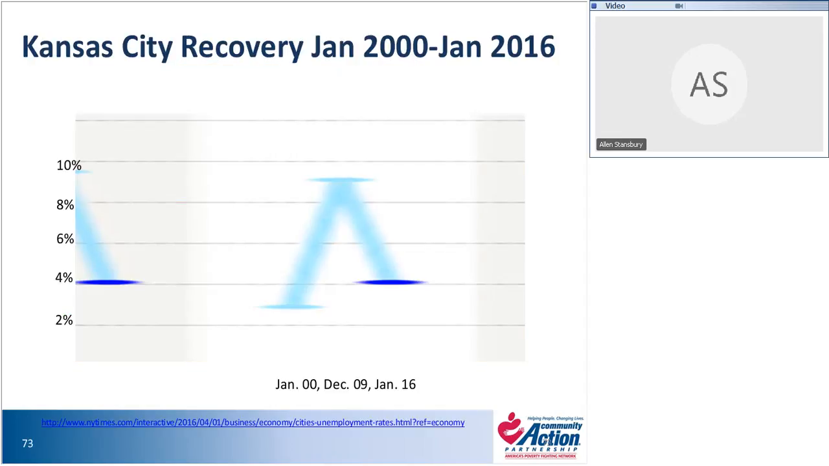I want to show you this is a graphic from the New York Times showing the trend of unemployment rates in Kansas, where we're showing it was going up, and this was about 2009, starting in January 2000, and then here's where it is in 2016. It's barely at 4%, and nowhere near what it was back in January 2000.